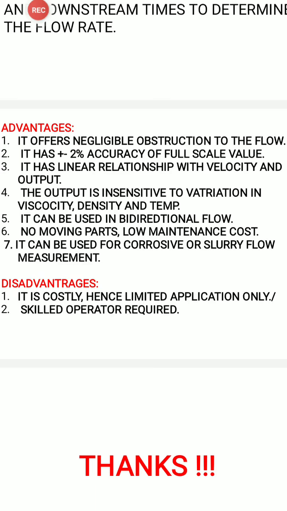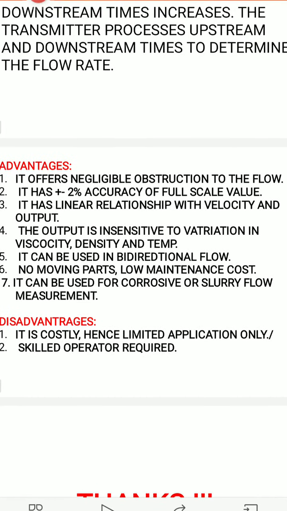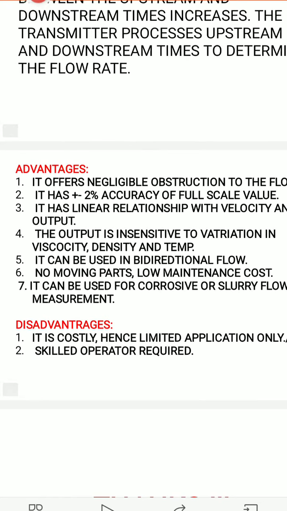It has a linear relationship between velocity and output. As the velocity of the fluid increases, the output increases. The output is insensitive to variation in viscosity, density and temperature. That means though the parameters of the fluid such as viscosity, density and temperature go on changing, it does not have any effect on the output. It can be used in bidirectional flow. Any side may be upstream or downstream.